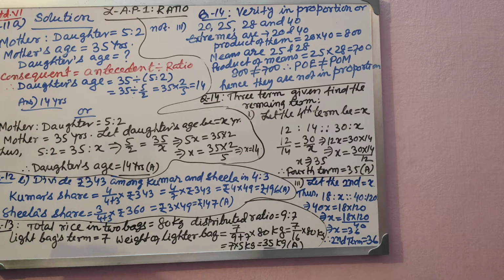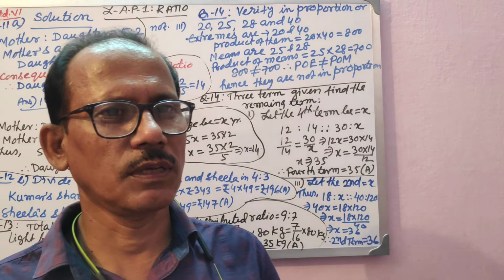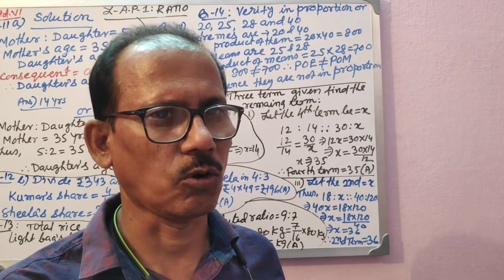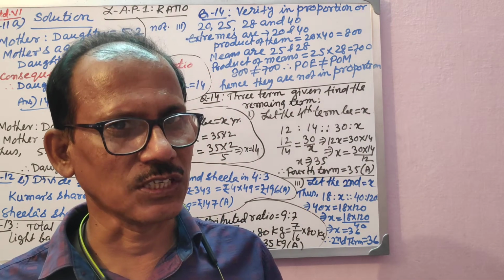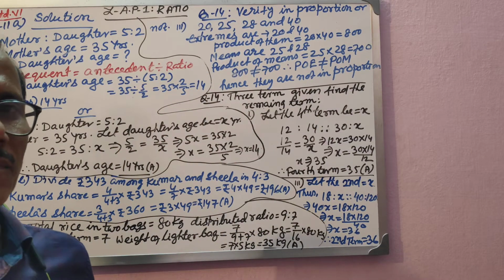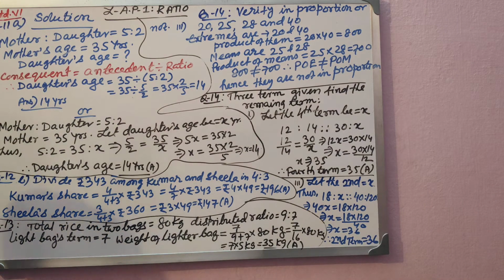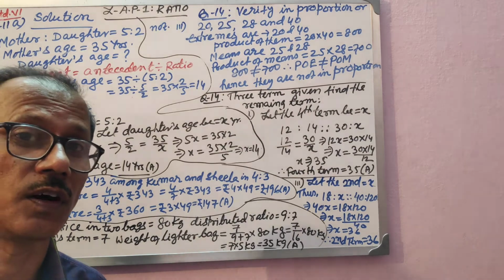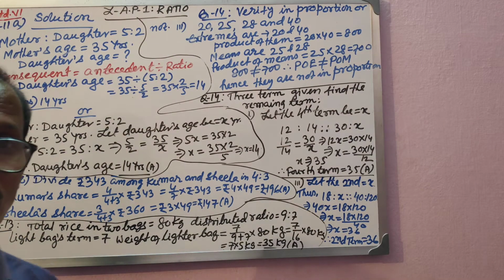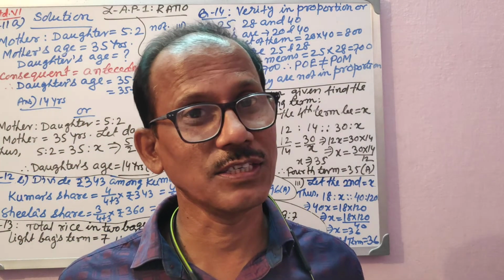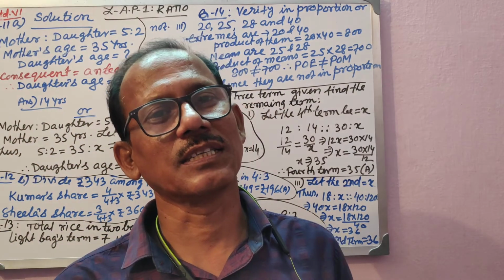I have taken question number 11. Here also, the ratio of two ages is given, mother's age and daughter's age. Mother is in antecedent and daughter is in consequent. Then mother's age is given in years also. Second time, mother's age is given in years. So mother is in antecedent. Now we need to find out the daughter's age. Daughter is in consequent. So consequent is equal to what? Antecedent divided by ratio. Antecedent is the mother's age, that is 35 years.